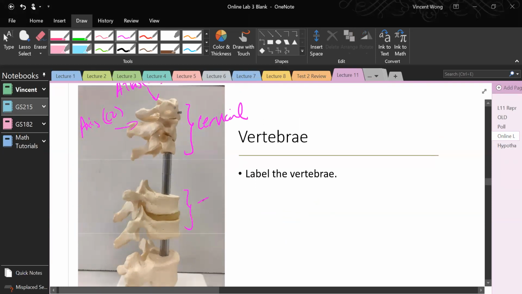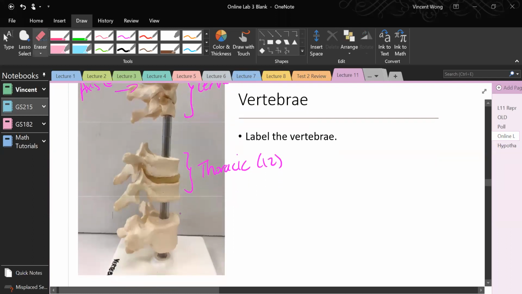These ones will be in the chest, so that's the thoracic. You have a total of 12 of these, 7 of the cervical. And the thoracics, that's where your ribs are going to be coming out from, right? Your rib cage, it's going to come out to the front like that. And at the bottom, we have the lumbar, which is 5.